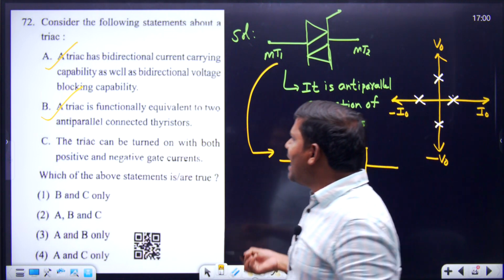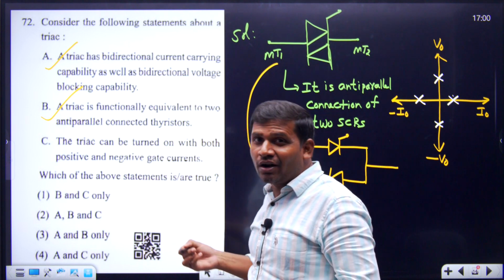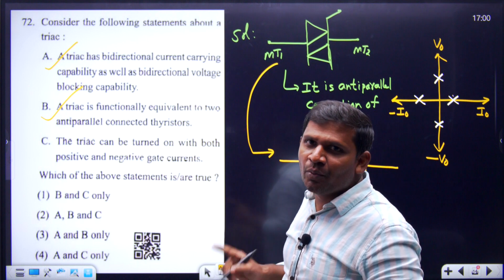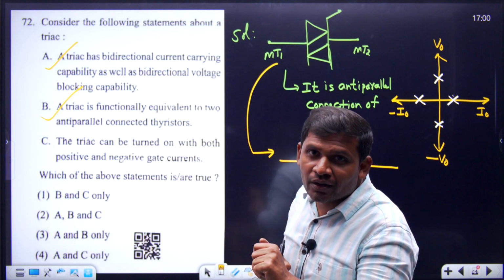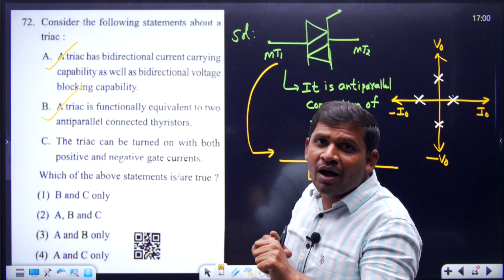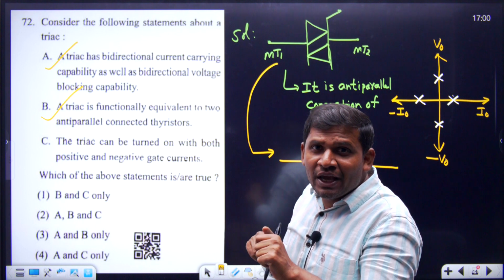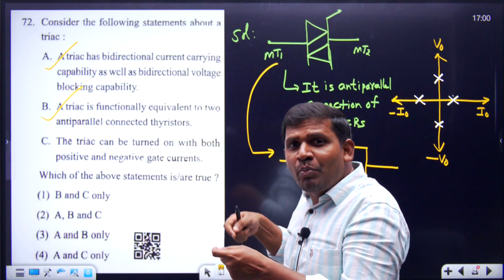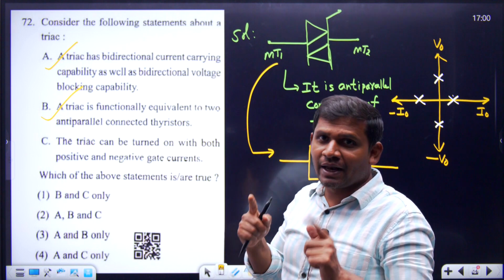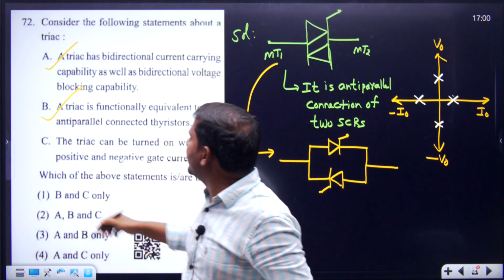That is, the triac can be turned on with both positive and negative gate currents. It is a turn on, not turn off. Turn off needs a compulsory commutation circuit. Turn off is by commutation, but I am talking about turn on. Using the gate, we never turn off the triac. Using the gate, we can turn on only. By using a positive gate we can turn on, and by using a negative gate also we can turn on. Please correct that one: the triac can be turned on with both positive and negative gate currents.